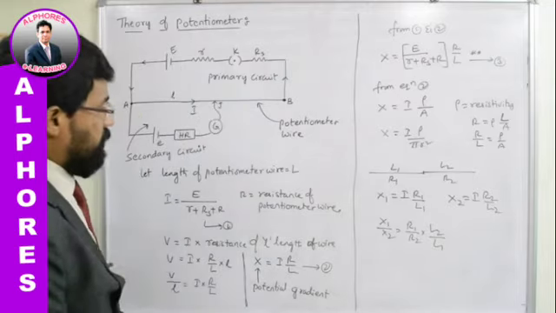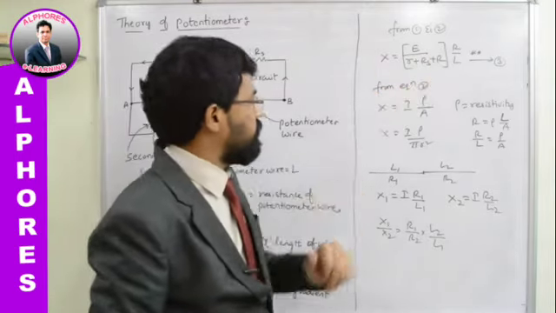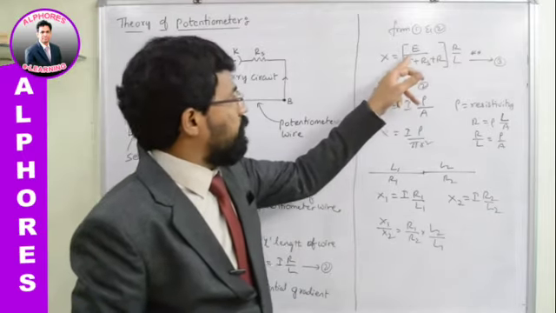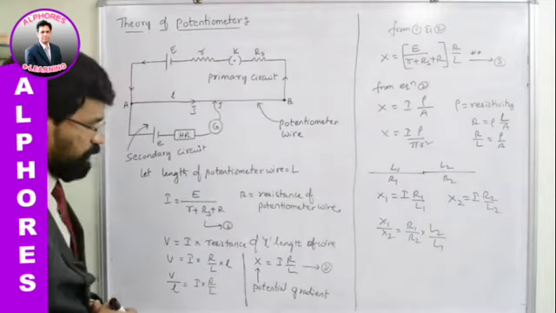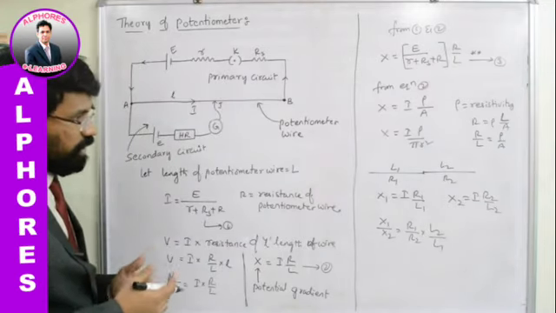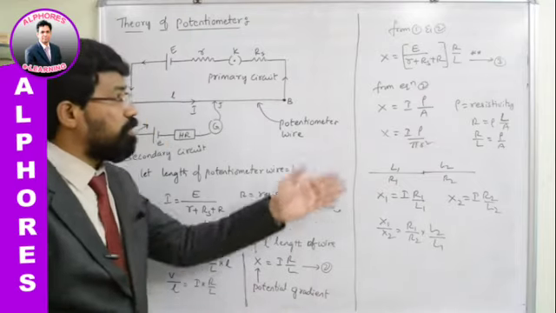And look at this potential gradient relation with these things. It is dependent on what parameters? EMF, resistance of the wire, length of the wire, on all these parameters it is dependent, isn't it? So you can understand on what factors the potential gradient depends with the help of these equations.